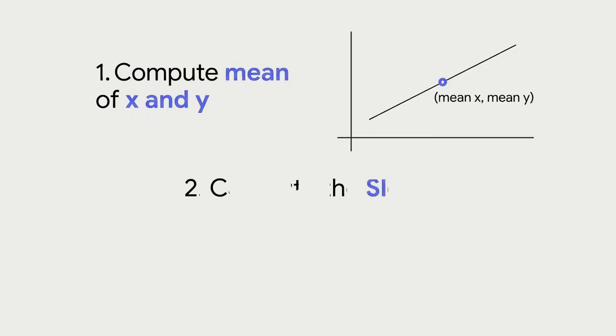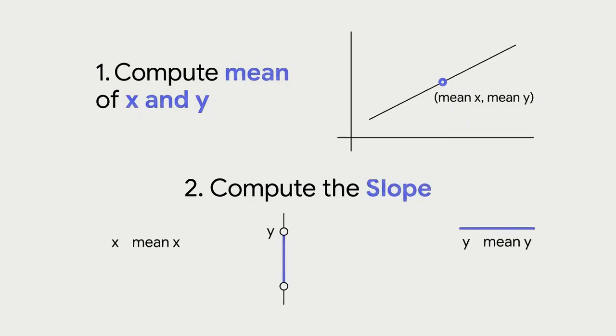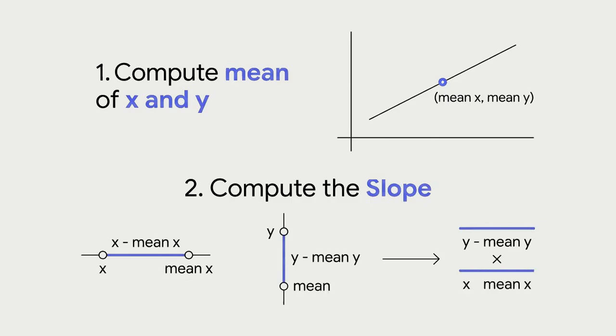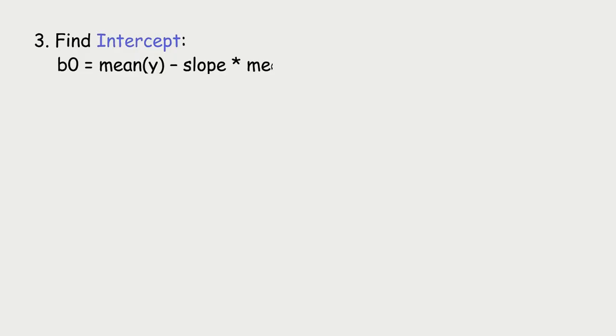Next, compute the slope. The slope is found by taking each x value minus the mean of x, each y value minus the mean of y, multiplying those deviations together, adding them up, and then dividing by the sum of the squared x deviations. Once you have the slope, find the intercept by taking the mean of y minus the slope times the mean of x.